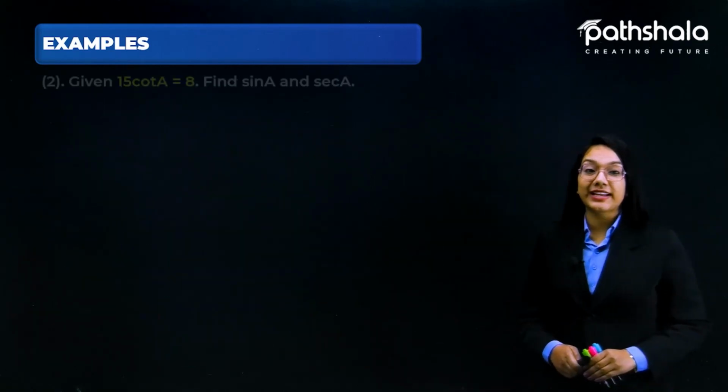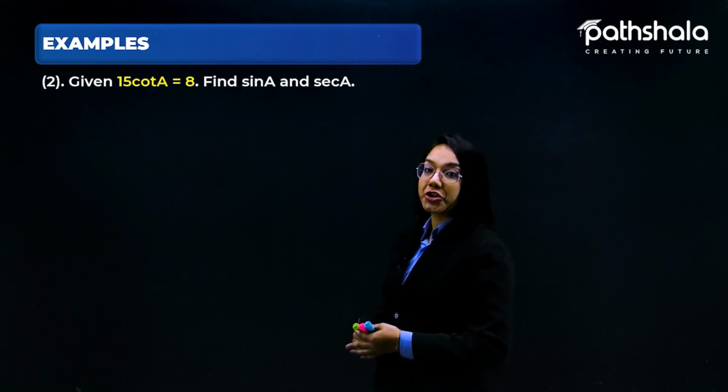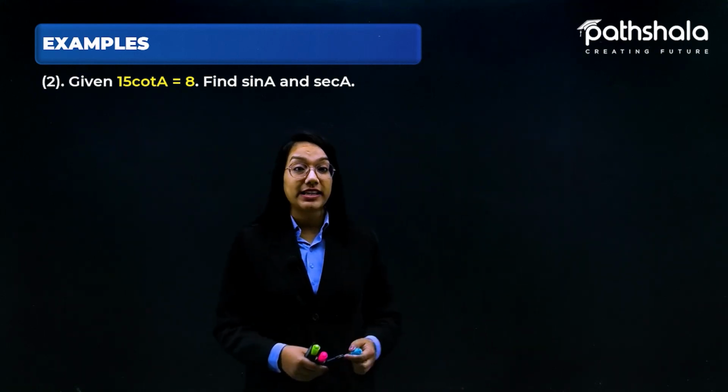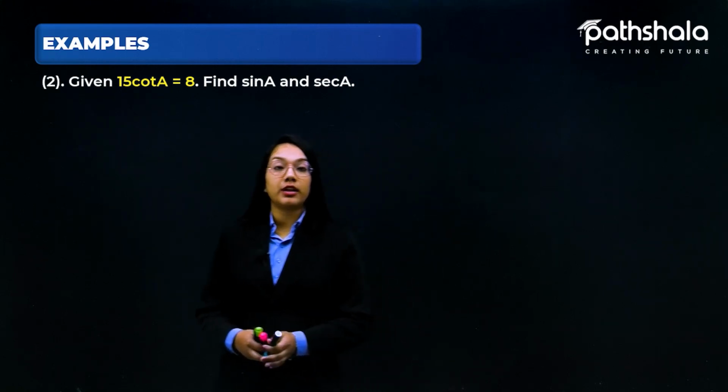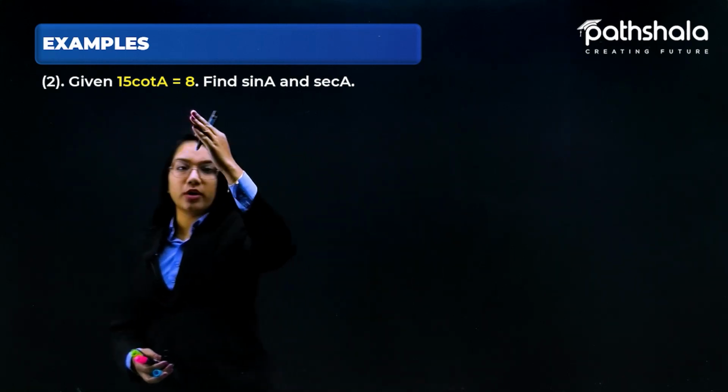Now let's see the next example related to the trigonometric ratios. It says given 15 cot A is equal to 8, find sin A and sec A. First of all, let's solve this particular expression.